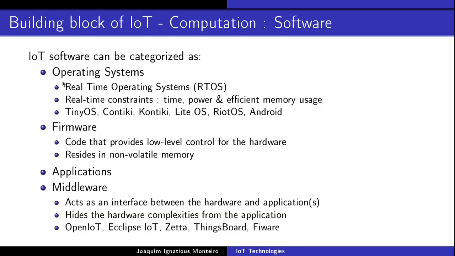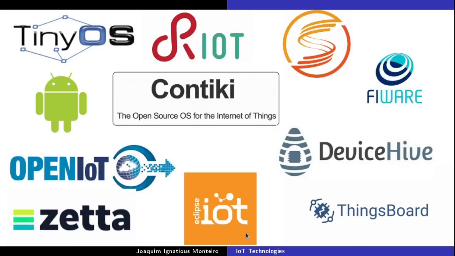Then you have applications, various applications which the user uses, which run on top of these operating systems. The apps, or anything which you call applications. Then middleware, as we mentioned earlier in the IoT architecture, is acting as the interface between these applications and your hardware. So you have different middleware applications. Open source ones are there: OpenIoT, Eclipse IoT, Zetta, ThingSpeak, FIWARE. All those things are middlewares.